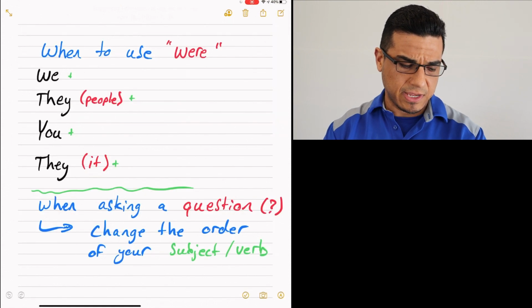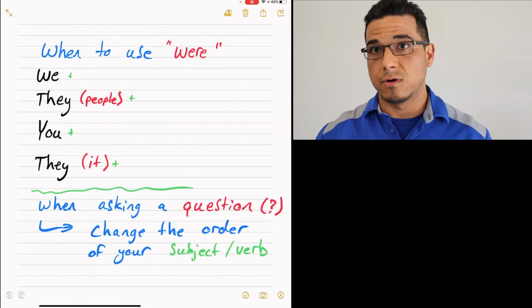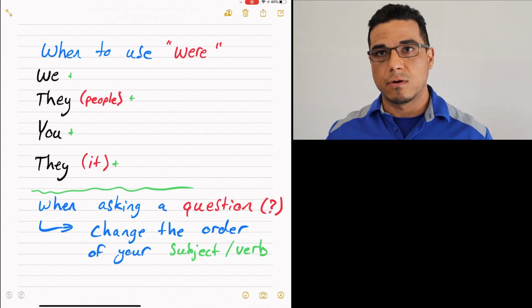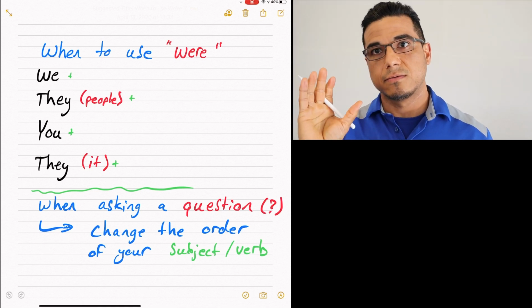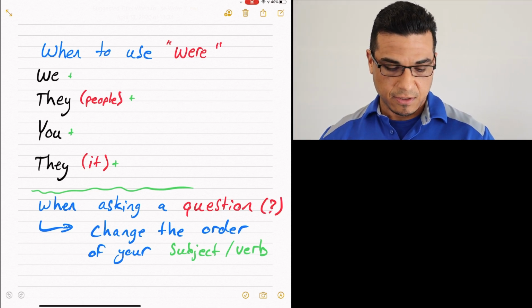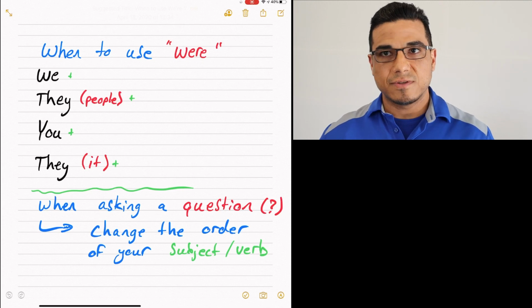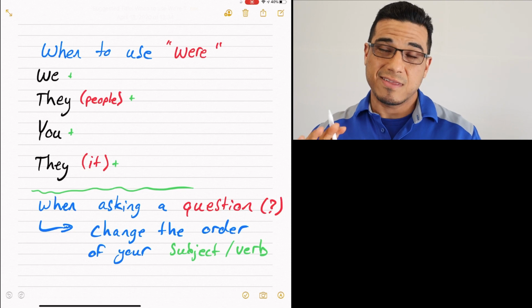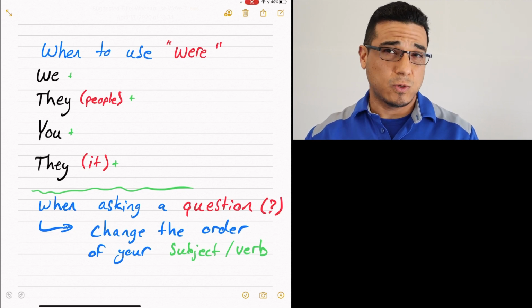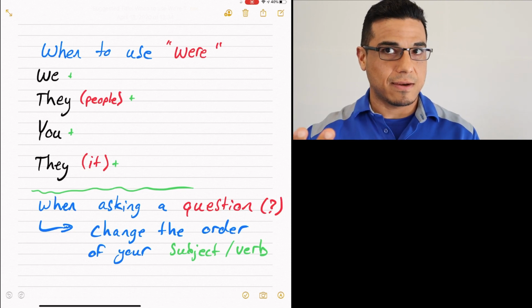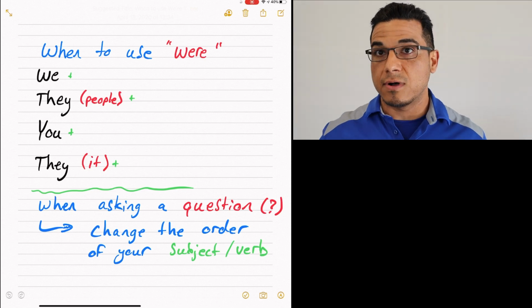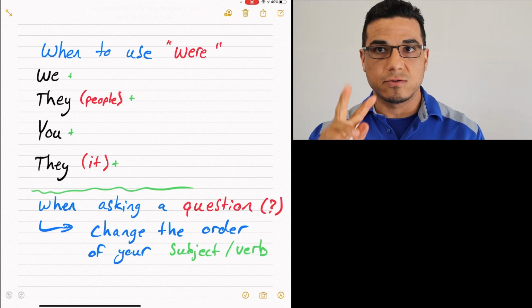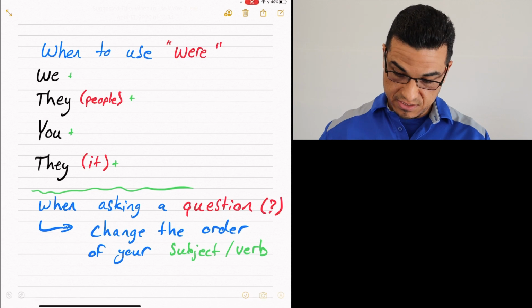All right, now we're going to go ahead and take a look at the verb were. And again, was and were are just versions of the verb to be. So for this, simply put, you're going to use the subject pronouns we, they, you, and they again. And you're probably wondering, why did Mr. Mata list they twice?